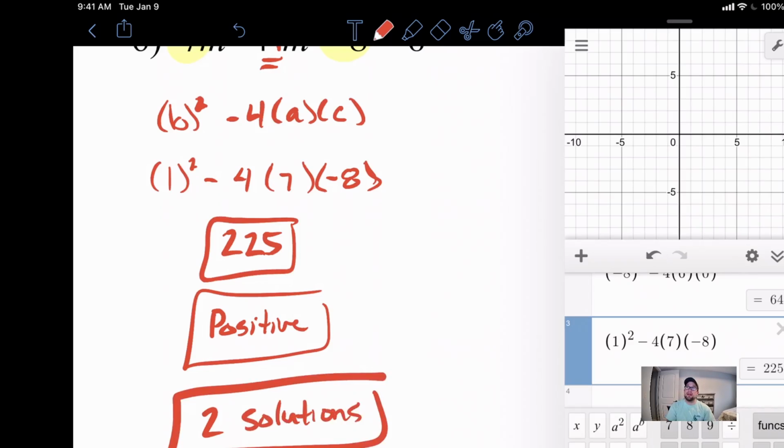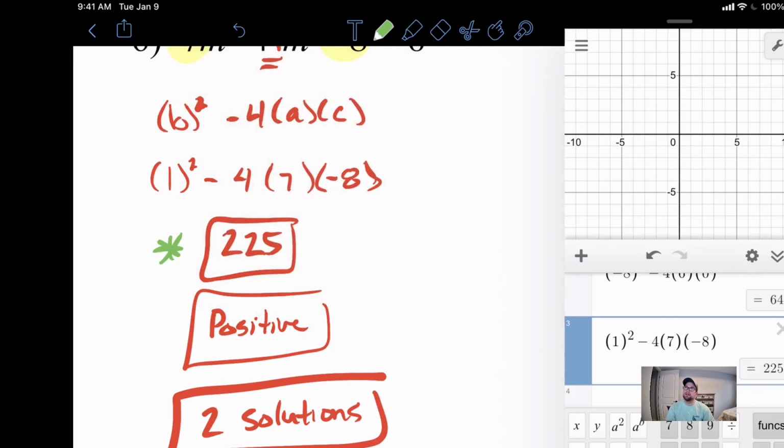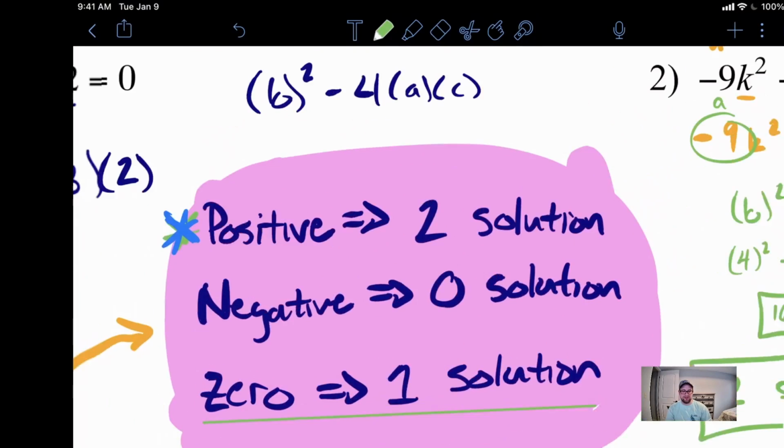Now, I think in your homework, you're going to have to answer all 3 of these parts. So I think the first part they're going to want is, what is the discriminant? The second part is, is it positive, negative, or equal to 0? And the last part's going to be, what does it mean? Remember, if you haven't copied down this chart already, I would highly recommend pausing the video right now and doing so.